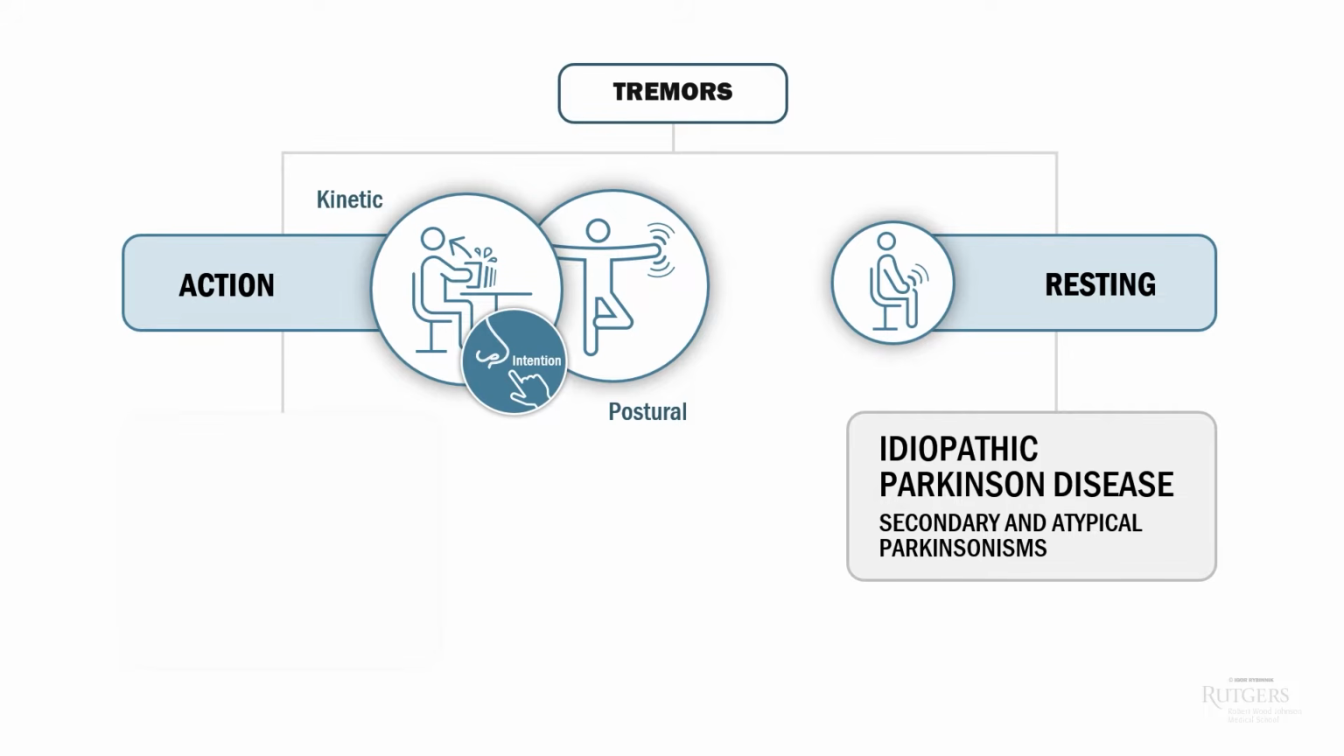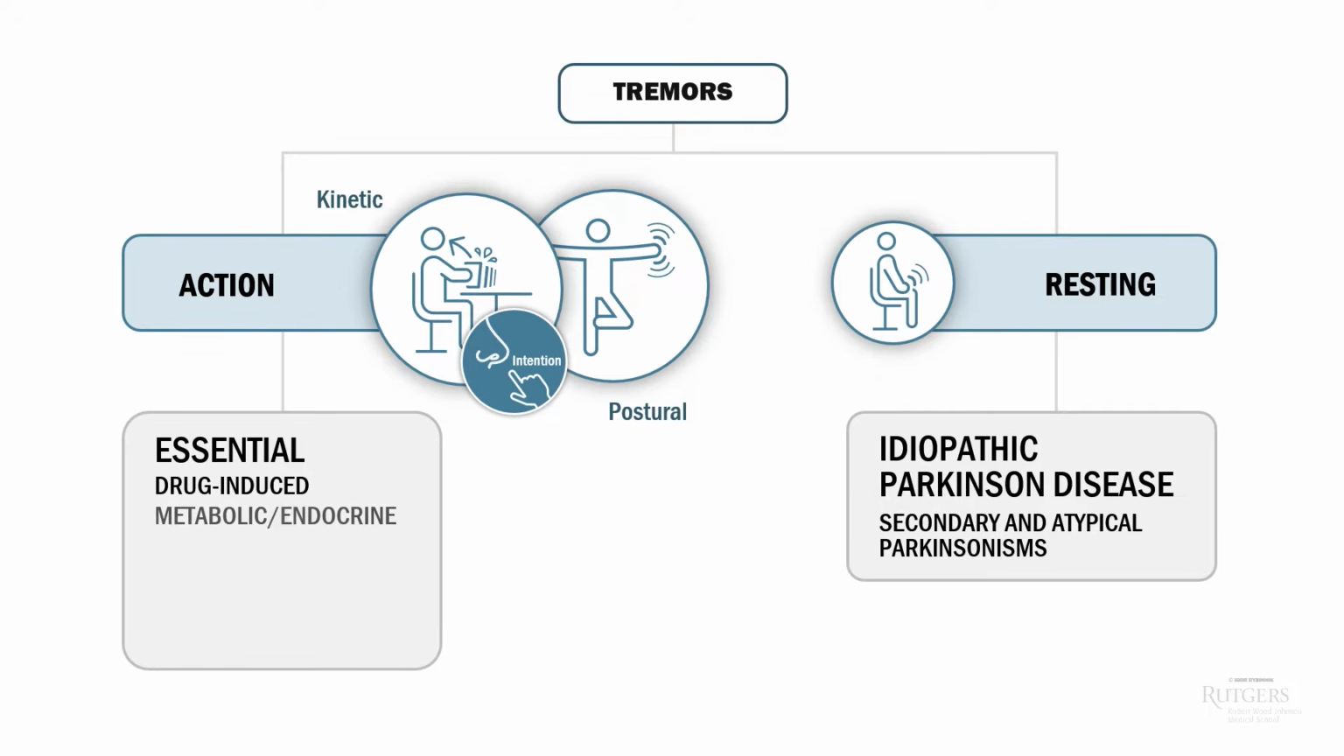Action tremor has a wider pathological differential diagnosis, and it consists of essential tremor, drug-induced tremor, tremor induced by metabolic or endocrine derangements, enhanced physiologic tremor, tremor associated with a peripheral neuropathy, tremor associated with dystonia, and tremor resulting from damage to cerebellar outflow from the cerebellum to the thalamus, so-called cerebellar tremor.